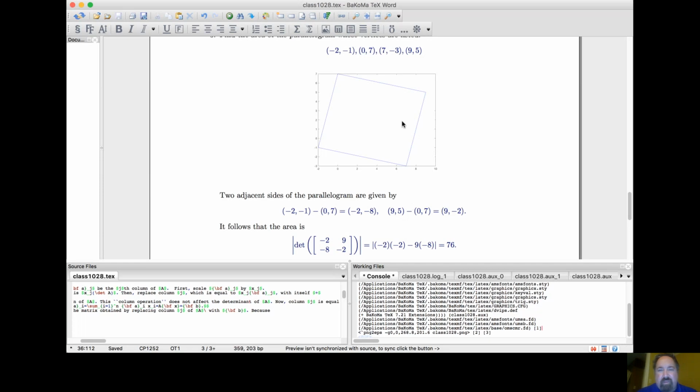So don't do that. Make sure you choose one vertex to serve as a common vertex of two adjacent edges, and then choose the vertices that are opposite it on the other ends of those edges. So don't choose a pair of vertices that describes a diagonal. I can't guarantee that will give you the correct area.